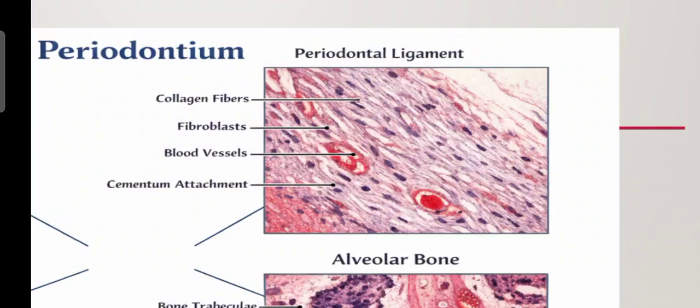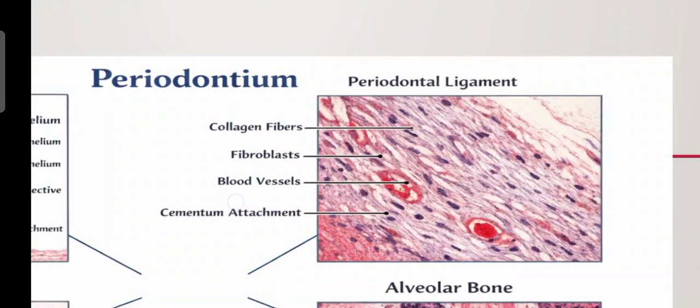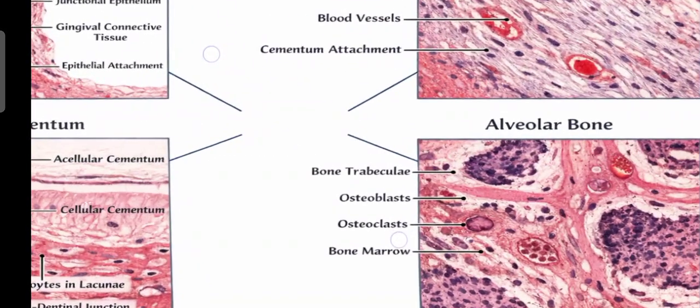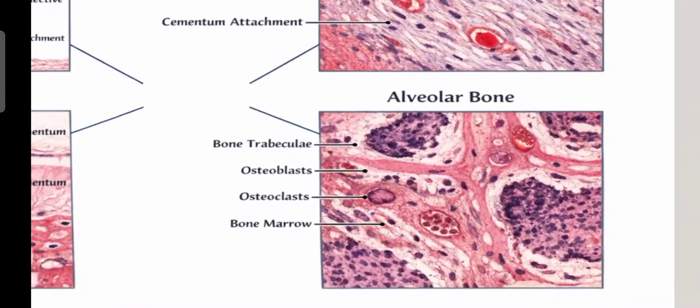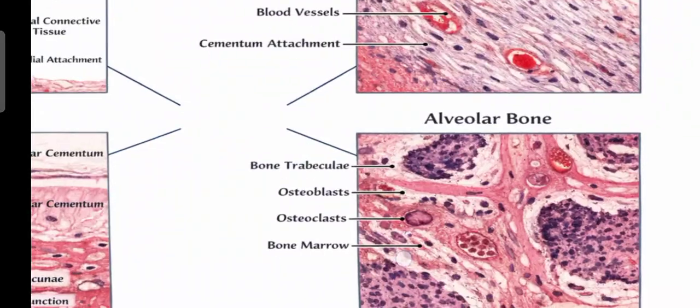Then comes periodontal ligament, collagen fibers, long fibers, fibroblasts. These are cells, blood vessels, red ones. And cementum attachment. Then alveolar bone, this is bone trabeculae. There are osteoblasts, these are osteoclasts, and this is the bone marrow.